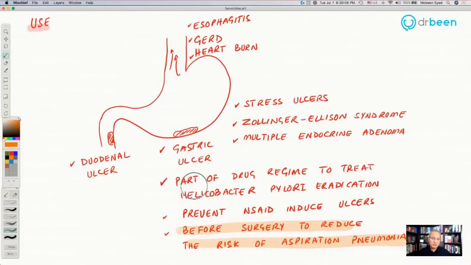So sometimes before the surgeries, these are given to reduce the acid production in the stomach.